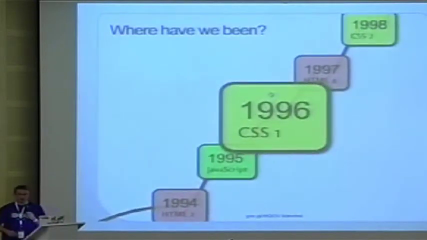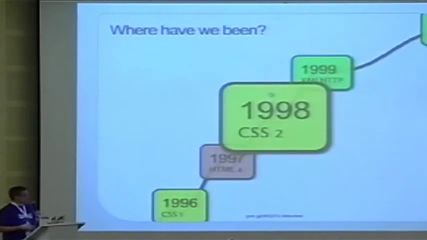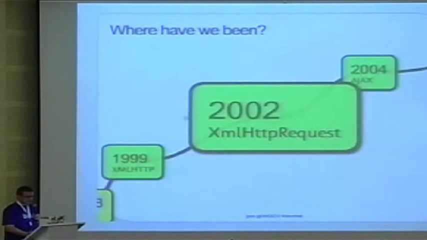In '96, we had CSS. We allowed websites to use styling controls to make things look very pretty. In 1997, we had HTML4, so we had already gone through a few revisions of the HTML spec. In '98, CSS2, again making things better, just letting them improve over time. And then in 1999, I'm sorry, I skipped over one. Well, 1999 and 2002 came two very interesting inventions.